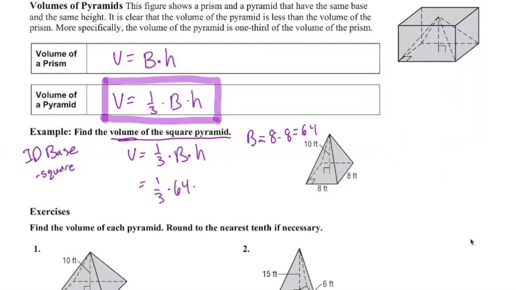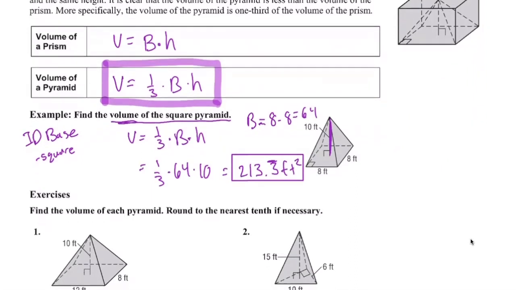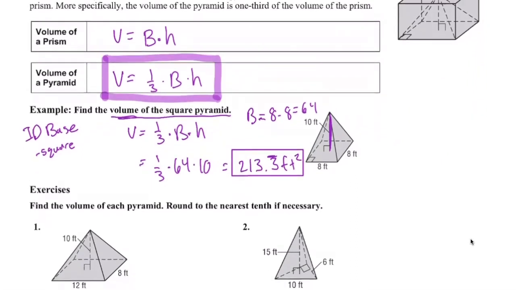And what's my height? Make sure it's the height of the pyramid, which is 10. You multiply this out, you should get about 213.3 repeating feet squared. Boom. Easy? This was an easy example. Obviously, you're still going to be using your trig ratios and special right triangles.